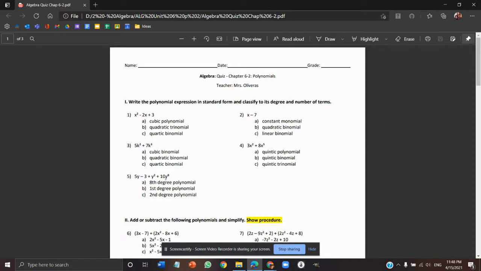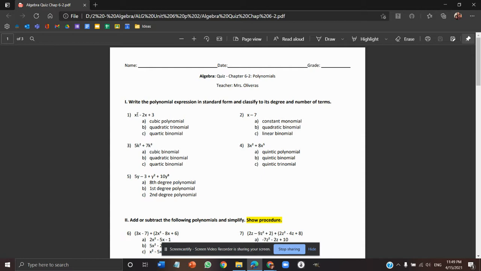So guys, first of all, I want to show you your quiz. In the first part, it says write the polynomial expression in the standard form and classify to its degree and the number of terms. So you're going to look at all of the exercises, those polynomial expressions. You're going to check if it's in the standard form. If it's not in standard form, please put it in standard form so you won't get confused.